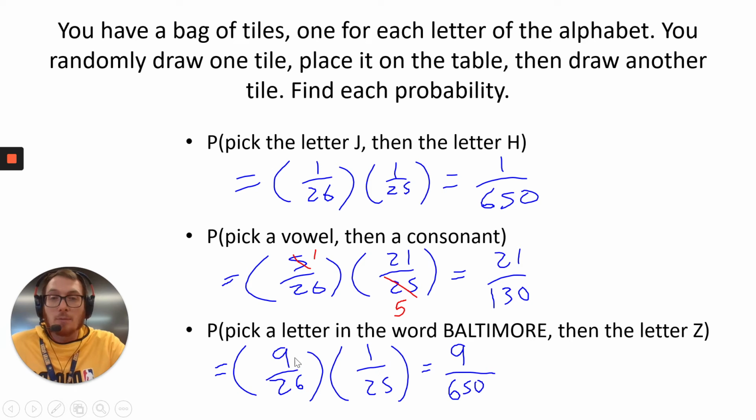Pick a letter in the word Baltimore. There's 9 letters out of the 26. Times 1 out of 25 for the letter Z, because one of the letters from the word Baltimore were out, and then only 1 letter was gone, so I'm still out of 25. And then 9 times 1, 26 times 25 would equal 9 out of 650.